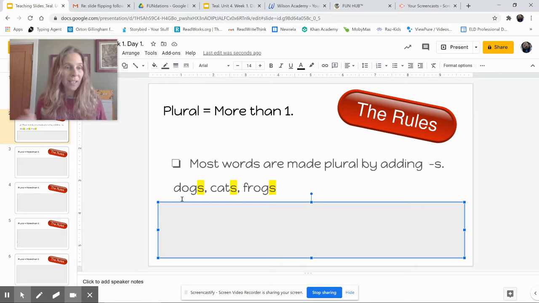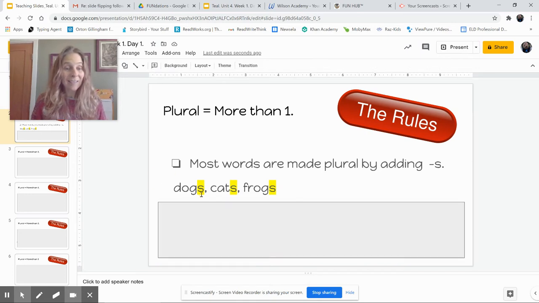If I have more than one cat or more than one frog, I need to add S to the end to show that I'm talking about more than one. When I say more than one, that could be two or that could be 200. Okay, so that's the first part of our rule.